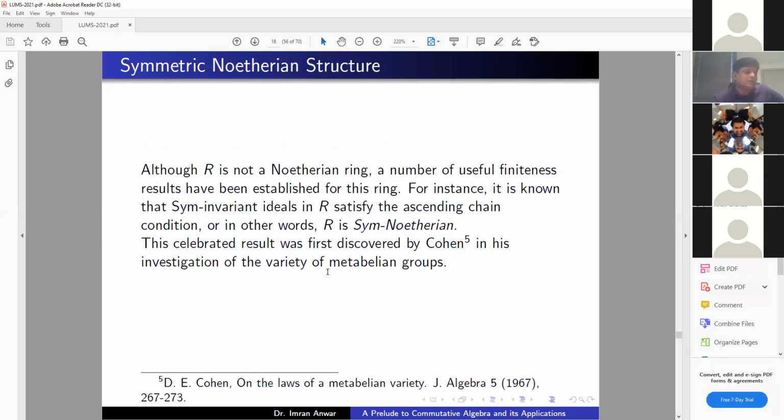I didn't include that example in my slides, but I will share the references where there are ideals which are not Sym-Noetherian.